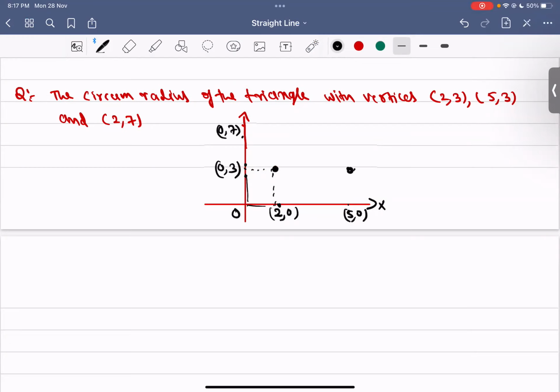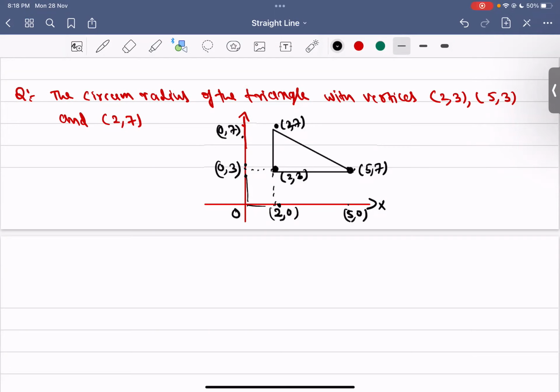Now another vertex is what? (2, 7). So (2, 7) is what? This is 2 units and 7 units. So the other vertex will be this one, (2, 7). Now this is the triangle. This is (2, 7), this one is (2, 3), and this one is (5, 3). These are the vertices. If you join all these vertices, this is the triangle so formed.